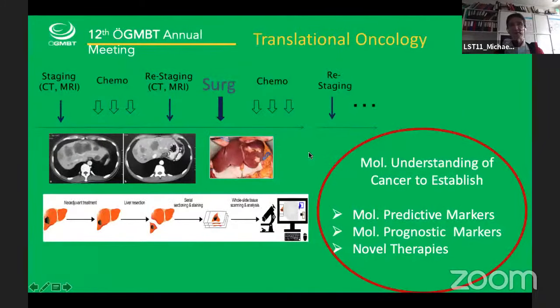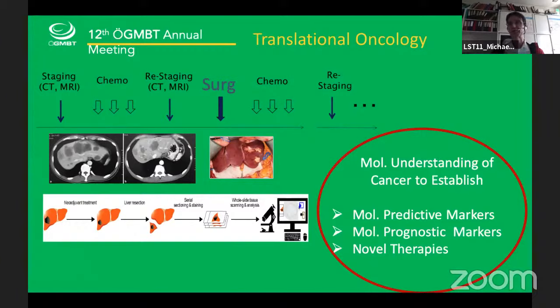So again, translational oncology is what I told you. We try to molecularly understand cancer, to have predictive markers, prognostic markers, and novel therapies. And I think our keynote speaker ideally does this.